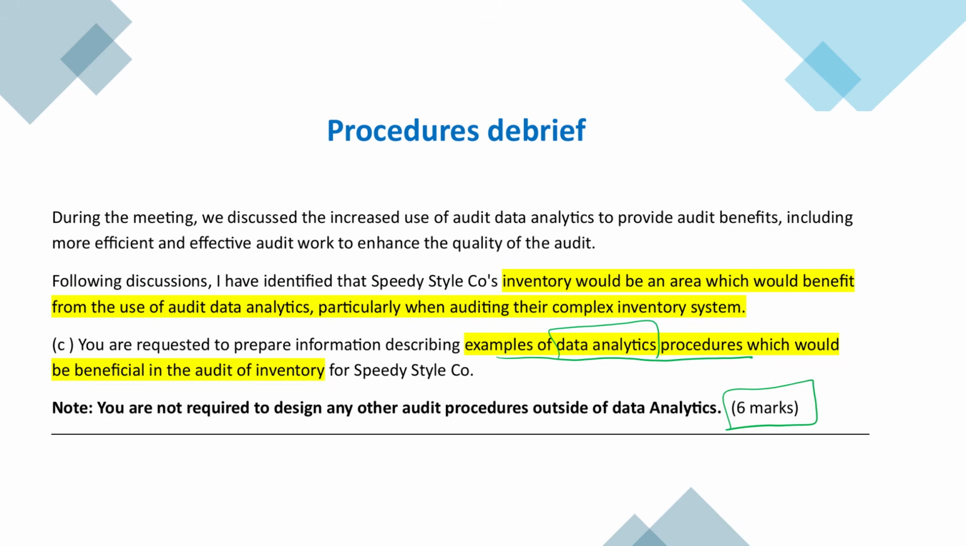For 6 marks, you have to design 6 procedures, and the requirement does specify that we do not need any procedures outside of data analytics. If I stop here for a second, just remember, we need procedures to confirm cost. We need procedures to confirm the net realizable value and then ultimately the valuation. And we have to combine these with data analytics. This is not just about the double entries. So if you can think of any procedure that helps in testing systems, that could be a part of your answer as well.